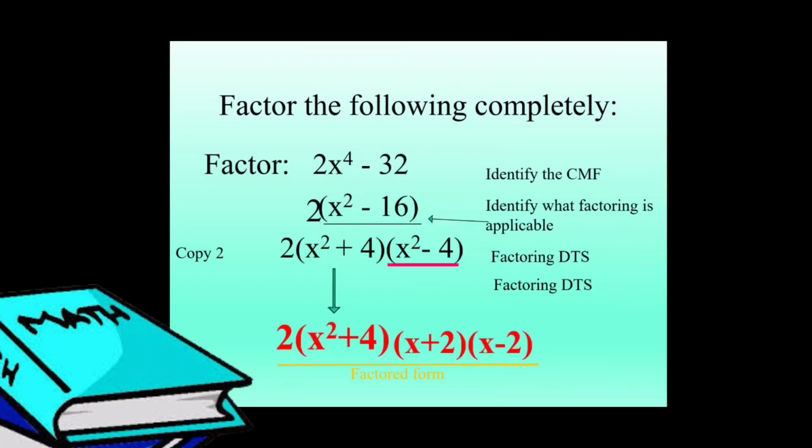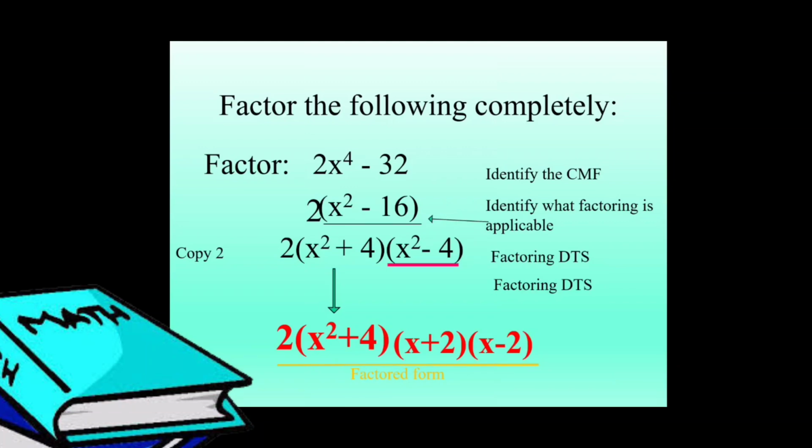Next example, we have 2x raised to the fourth power minus 32. Our first step is to get the GCF if possible. Since we have 2 and 32 here, we all know that the GCF is 2. So that's why we come up with 2 times the quantity of x squared minus 16. And then take a look at the given expression if we can still factor it.